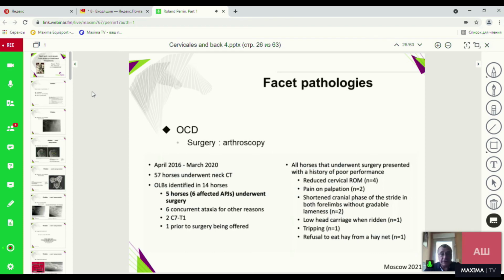So what he has done between 2016 and 2020, they have done a lot of CT, you see, and they have done some surgery. And what is interesting is what happened to this horse. So this horse has a reduced cervical range of motion. Perhaps you will translate.